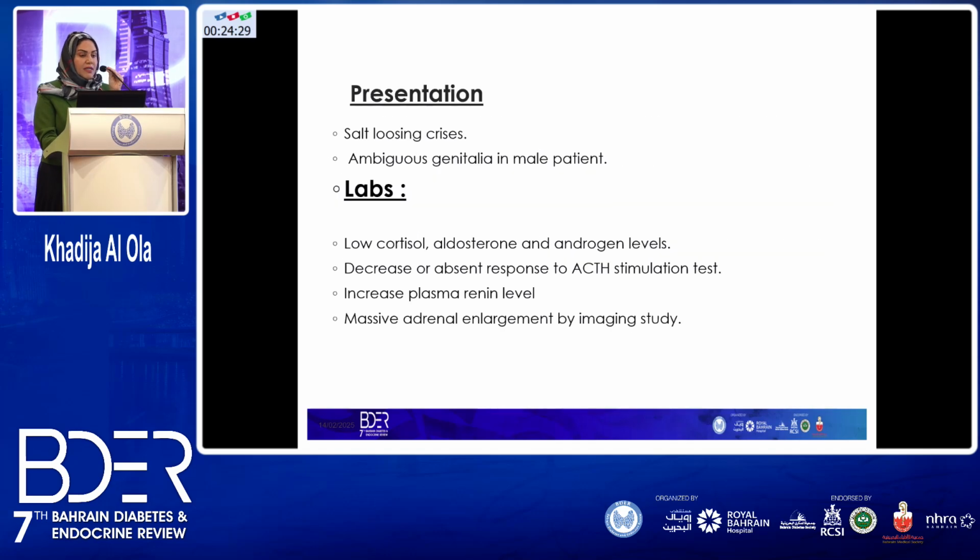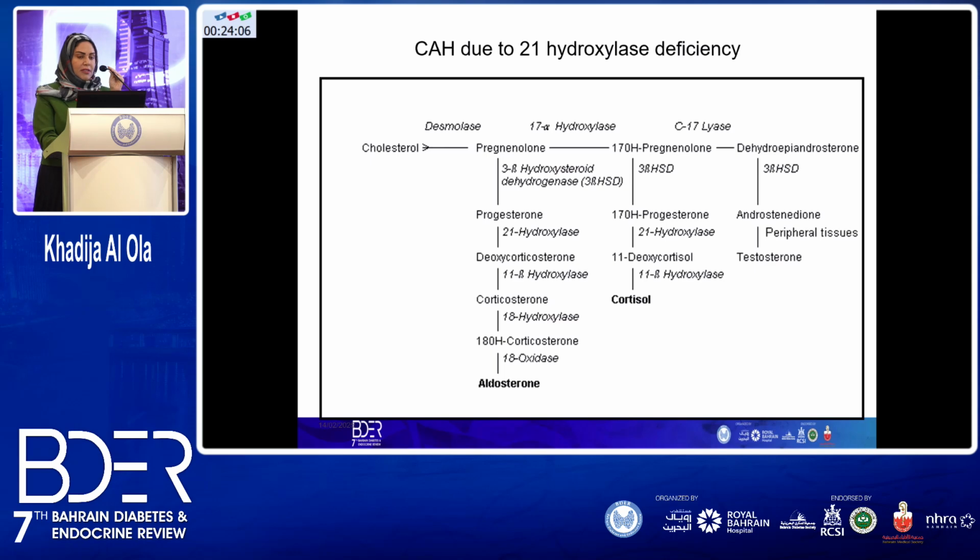It can present, as mentioned, with salt-losing crisis and ambiguous genitalia in male patients because of no androgens. The labs can show low cortisol, low aldosterone, low androgen, decreased or absent response to ACTH stimulation test, increased plasma renin, and, as I said, massive adrenal enlargement by imaging studies.